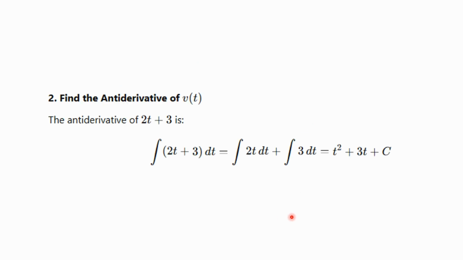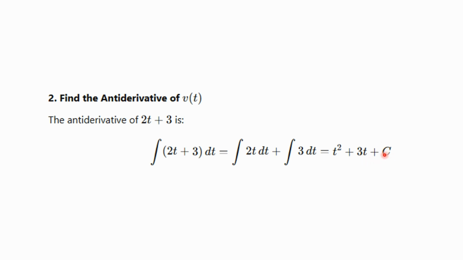In this case, we want to find the antiderivative, and we're going to explain that too. The antiderivative of 2t plus 3, you can see we're working this out. It's 2t dt plus 3 dt, which then comes out to t squared. So if you integrate 2t, it becomes t squared, and then you've got 3, it becomes 3t.